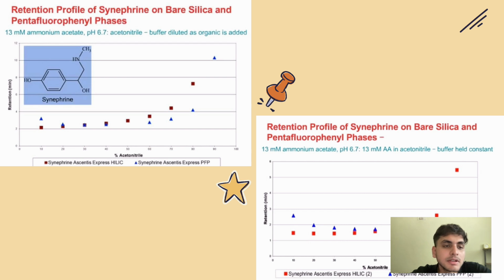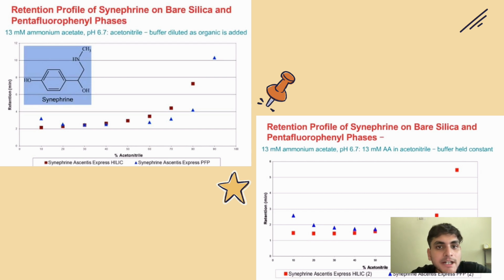Here we can see there are two pictures of retention profile of cyanephrine on bare silica and pentafluorophenyl phases. The acetonitrile is diluted as organic is added. Actually, acetonitrile is the buffer phase. So what is buffer phase and what is its importance? Buffer phase controls mobile phase pH and ionic strength, regulates hydrophilic interaction between analyte and stationary phase, enhances retention and selectivity, and maintains column stability and reproducibility.